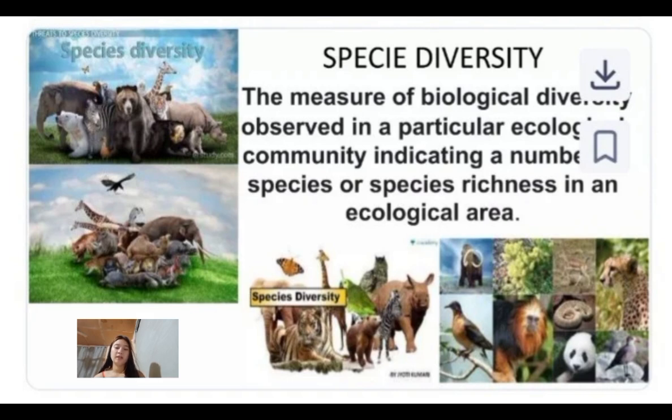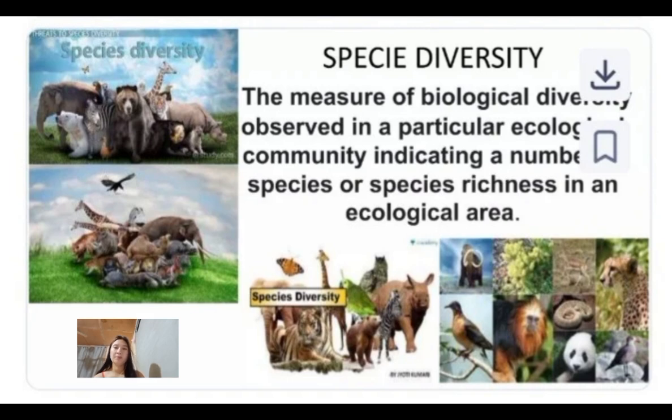So the explanation of this is, species diversity is the variety of different species living in a particular area or ecosystem, showing how many types of animals, plants, and other organisms are found there, and it helps scientists understand how healthy, balanced, or stable the environment is. Because an area with many different species usually means the ecosystem can better survive changes like disease or weather problems, while an area with fewer species might be more at risk of problems if one species disappears.